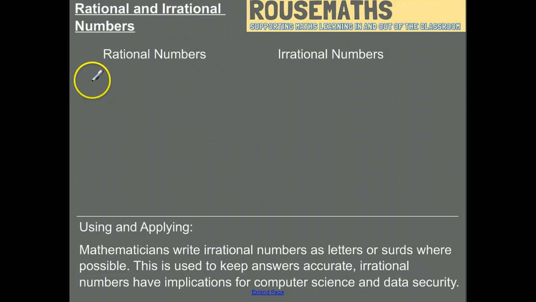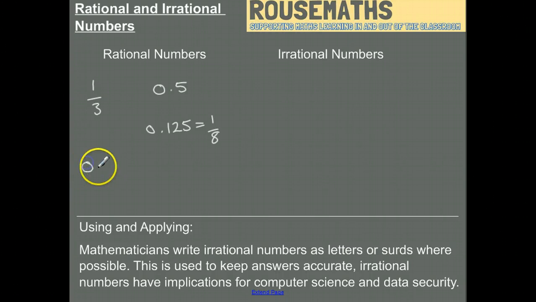So rational numbers are any number that can be written as a fraction. So examples would be a third, and obviously 0.5 and 0.125, because that would be 1/8, and also recurring decimals. So you'll be familiar maybe that 1/3 is 0.3 recurring.